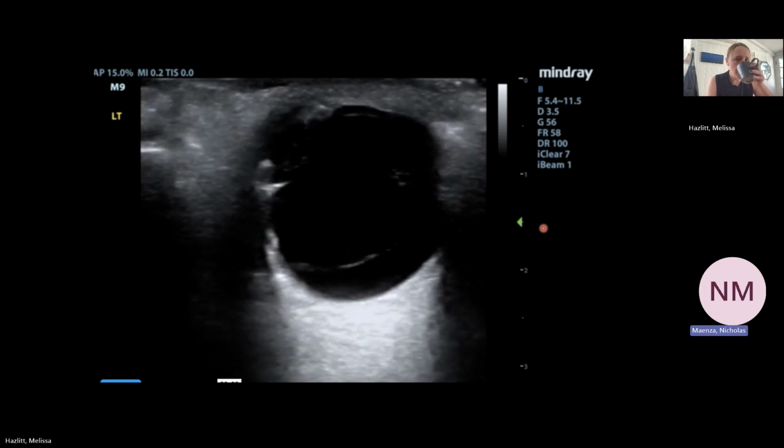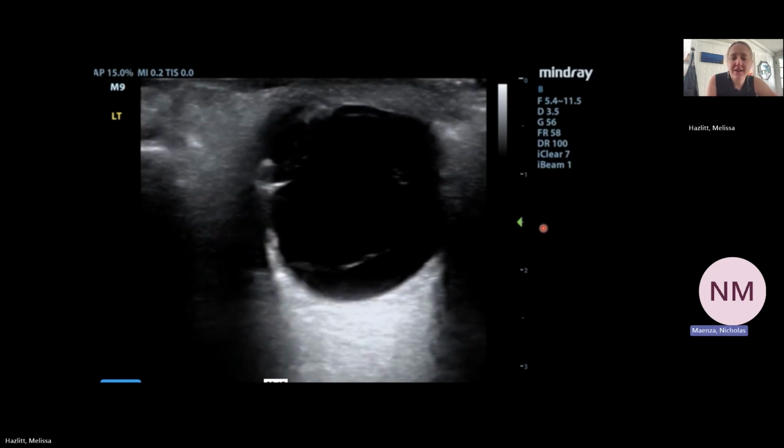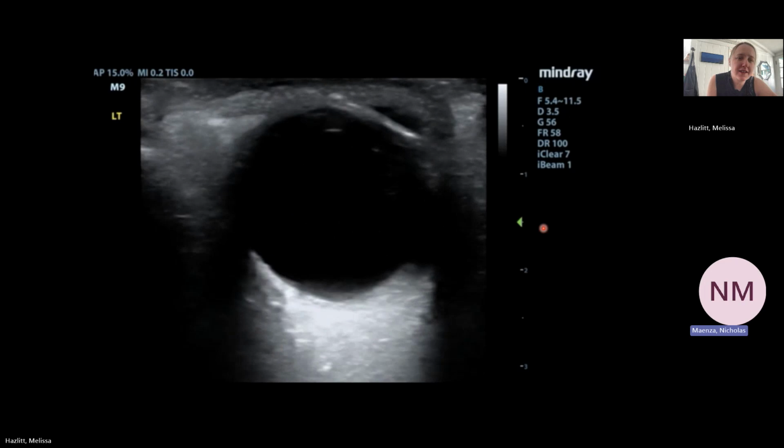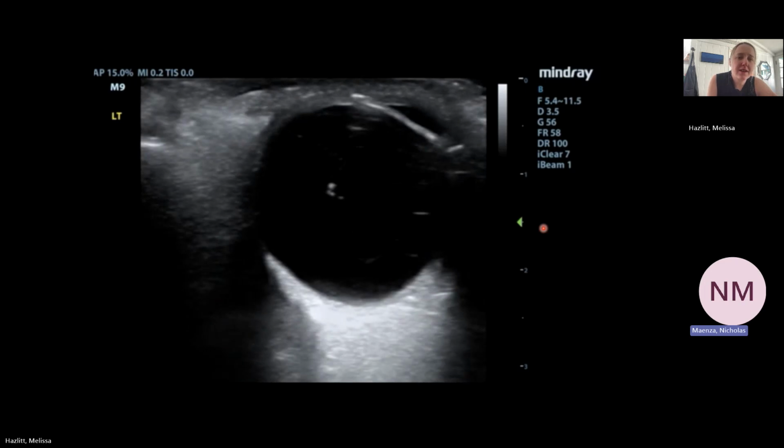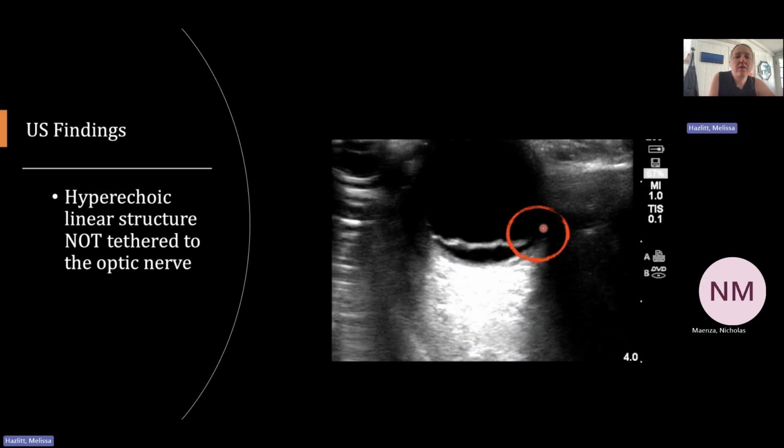This looks like a vitreous detachment. Yep, and what makes it vitreous? I can see the hyperechoic line starting on the lateral aspect of the eye, and it extends to the other aspect. I don't know if that's medial or not, but it doesn't look like it actually goes towards the optic nerve. Yeah, correct. So basically everything that we said for the retinal detachment, except that it's not tethered to the optic nerve. You see here, same thing, that hyperechoic linear structure, and it's not contiguous with the optic nerve. And always remember that one of the large causes of a retinal detachment is a vitreous detachment.